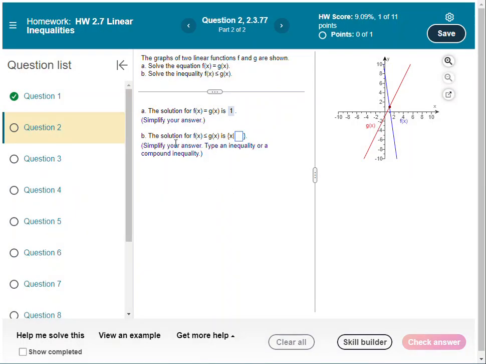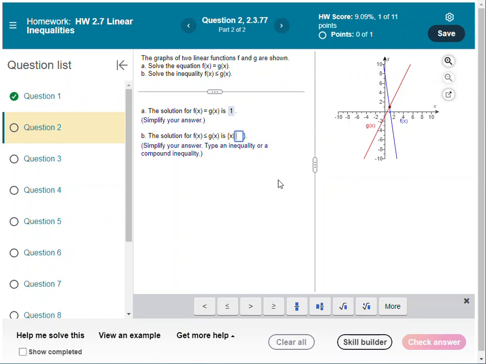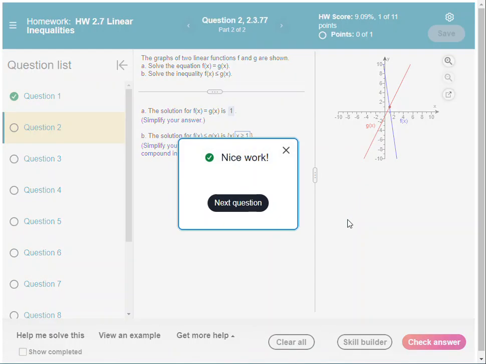Okay. And then I'm looking at solving the inequality f of x is less than or equal to g of x. So f is the blue, and it is below g of x on the right. So it's from 1 up. Now, this is going to ask me to express it as an inequality instead of an interval. So I'm going to say it's for x greater than or equal to 1, 1 being the lowest value, in all the regions where that blue line f of x is below the red line g of x.